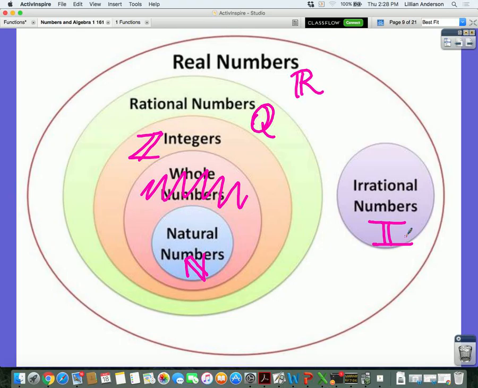So I'm going to give you a few numbers, and I want you, on your whiteboard, to write the symbol of what number set it falls into. We're looking at these five.